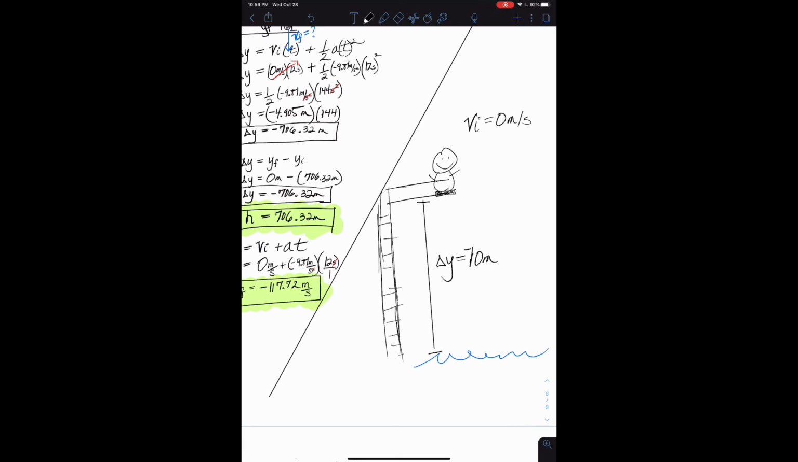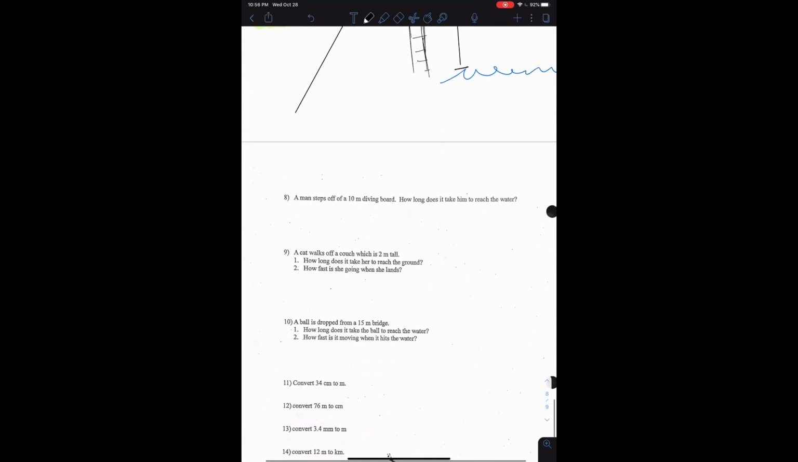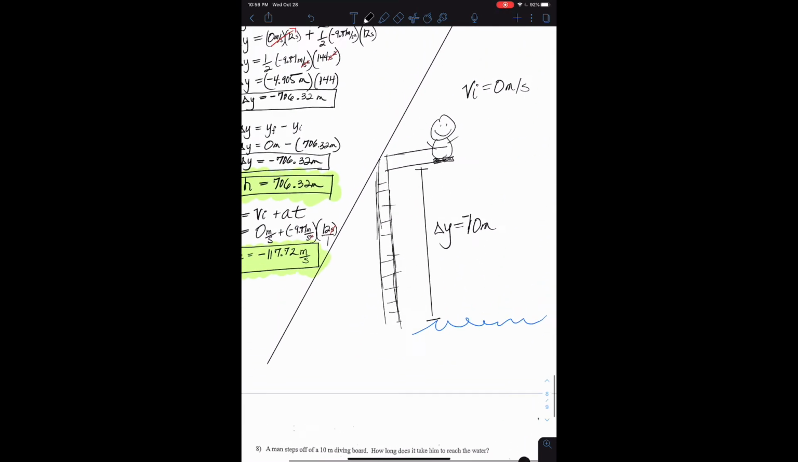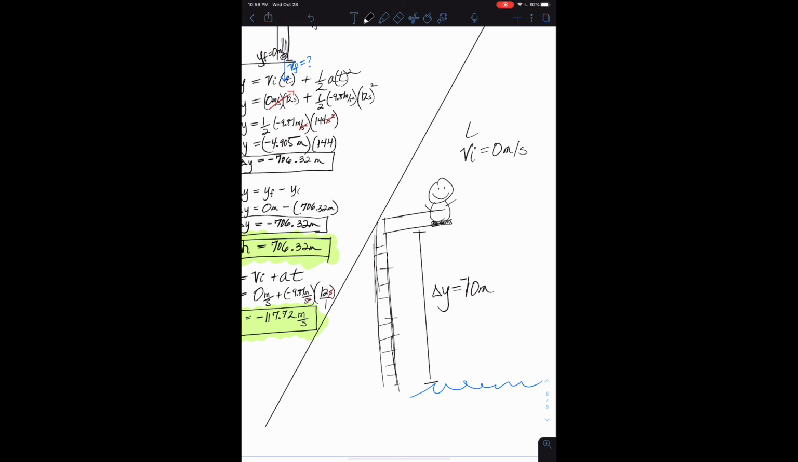VF we don't know. In fact, is that what it's asking us? No, it's asking us to find out how long does it take him to reach the water. So how long does it take? That's going to be time. But we do know the person is a projectile, right? They're on planet Earth, falling and accelerating in the Earth's gravitational field. So the acceleration is going to equal 9.81. But since down is negative, we're going to have to call that negative. So negative baby g, or negative 9.81.